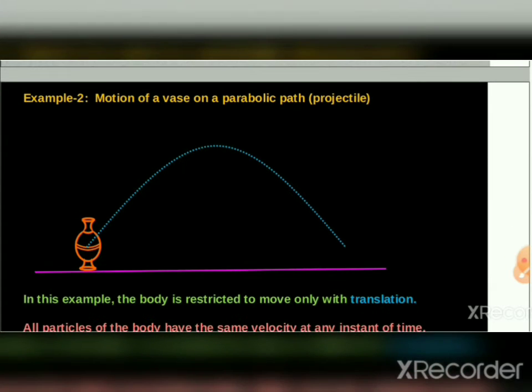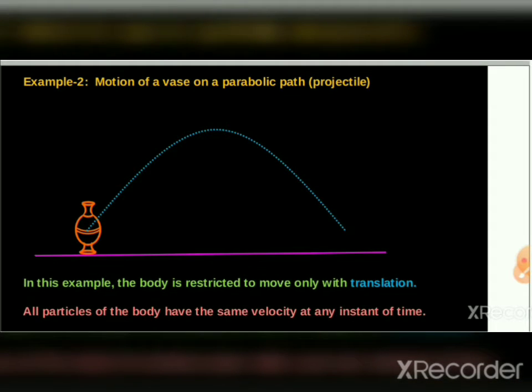Now see, the second one is an example of motion along a parabolic path along with rotation. If you throw any object from one place to another, just think that you are having a ball in your hand and you are throwing it, so how will it move? For example, a body is restricted to move only with translation. So here it's only translation, no rotational motion we are giving. So all the particles of the body have the same velocity at the same time. But here also the uncertainty law is applied.